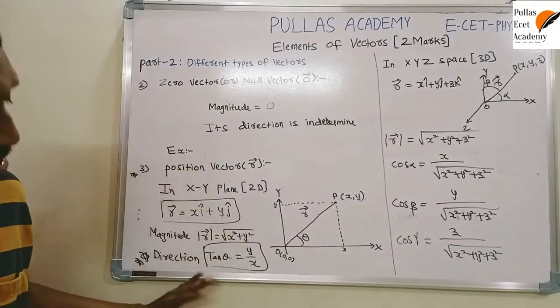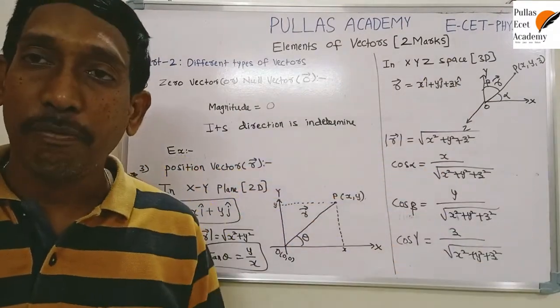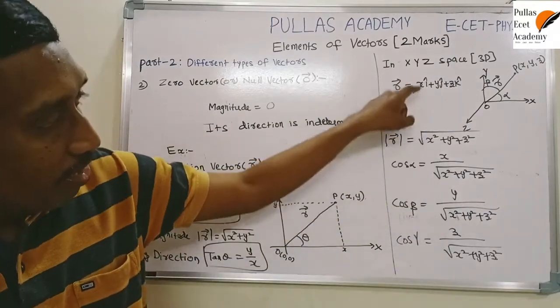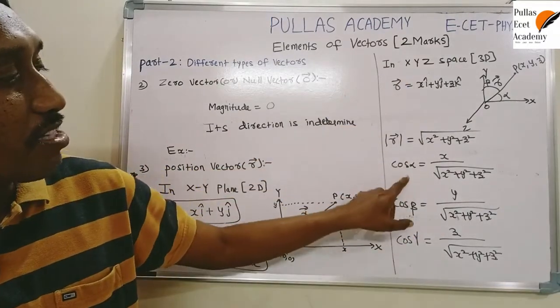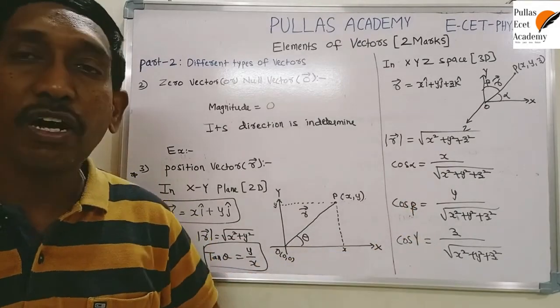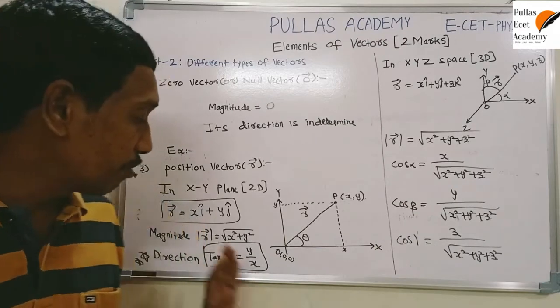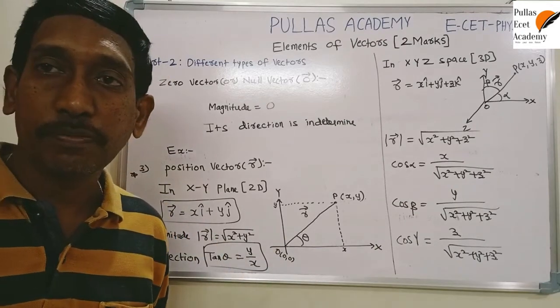Actually, 90% of questions ask this. So if asked in 3 dimensions, we have to use these formulas. Now the relation among these 3 factors, cos alpha, cos beta, cos gamma: cos square alpha plus cos square beta plus cos square gamma is always 1. So you have to use that relation. So this is about the position vector.